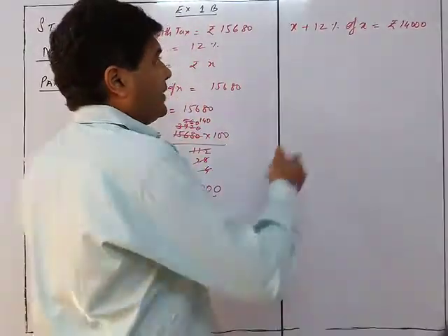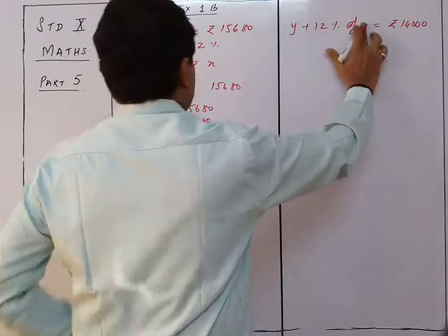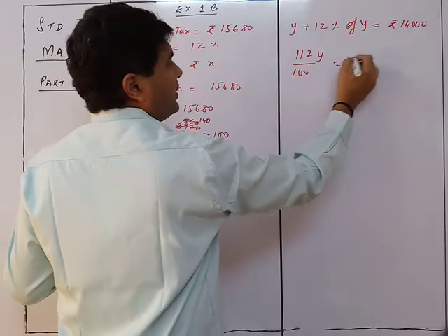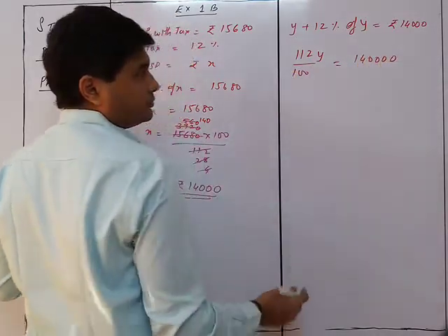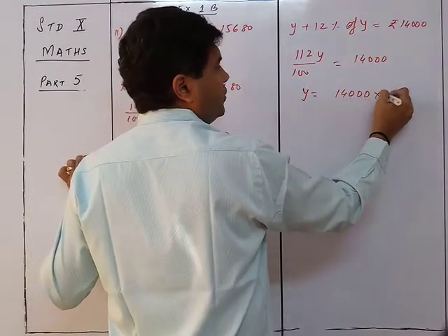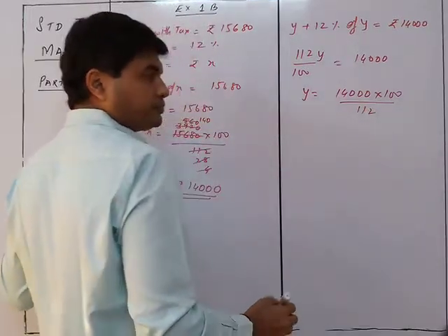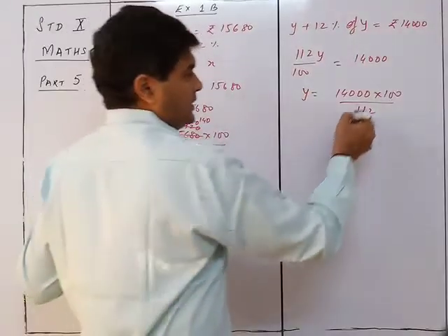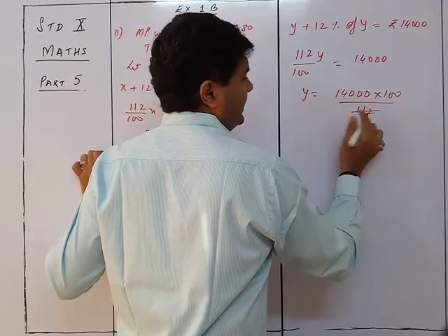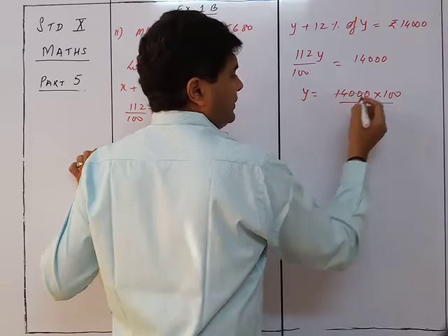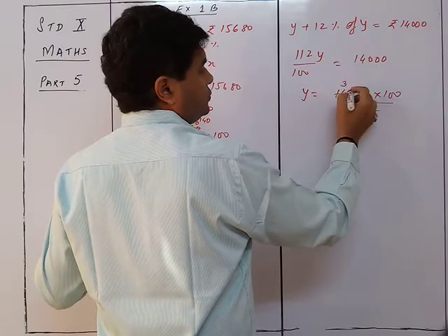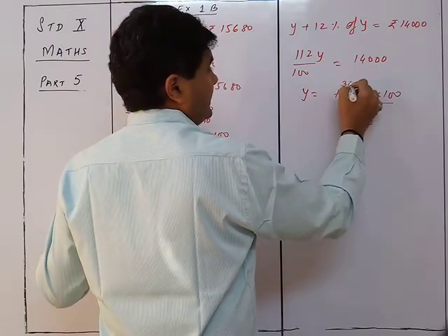So that's why we are going to take over here that let the amount be Y, because we have already taken X. So you take Y plus 12% of Y, that is 112Y upon 100, will be equal to 14000. Accordingly Y is equal to 14000 into 100 upon 112. Got it? So you can divide by 4. So 4 2s are 8, and 4 3s are 12.